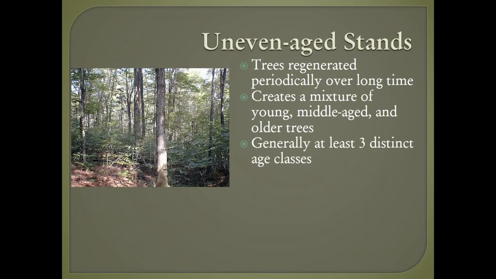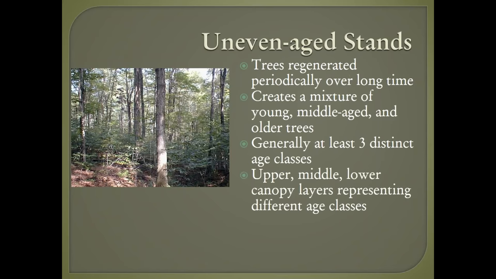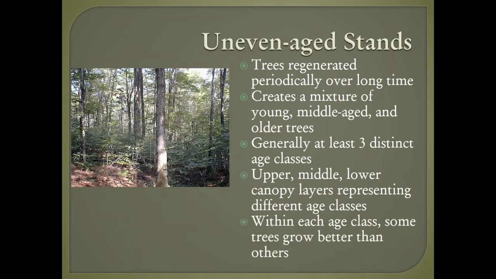Generally, we would expect they would have to have at least three distinct age classes to be classified as uneven aged. If there's only two age classes, we still consider in the forestry world an even age stand. But we really want to make sure that the upper, the middle, and the lower canopy layers, that's the layer where the leaves are, are representing different age classes. So they're not all trees of the same age, but different sizes. They truly are trees of different ages.